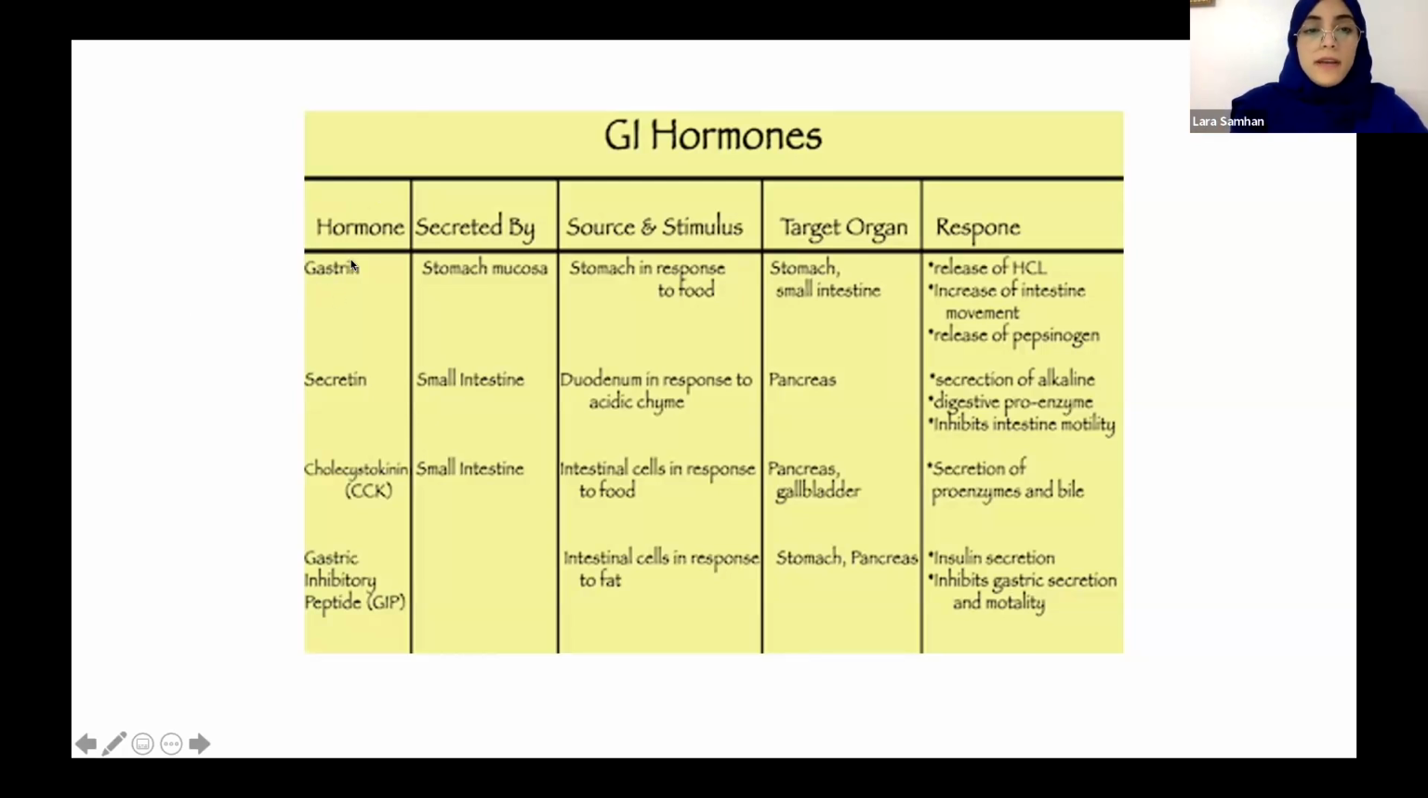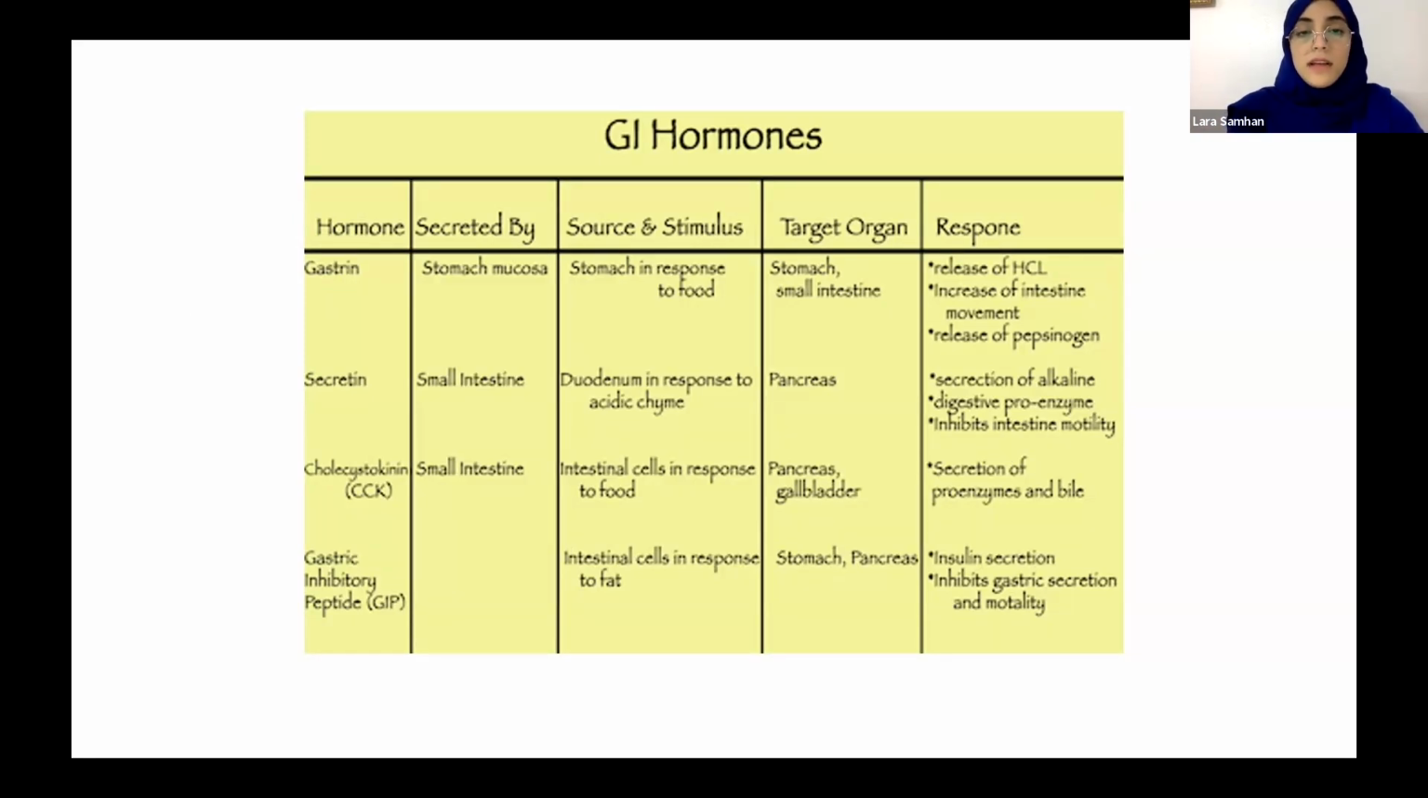This table summarizes some of the important hormones in the GI tract, to be more specific, in the stomach and the small intestine. These hormones aid in either HCl production or bicarbonate production. The importance of HCl production is to help digestion. In the stomach, for the food to be digested, we need more HCl, or acid production.